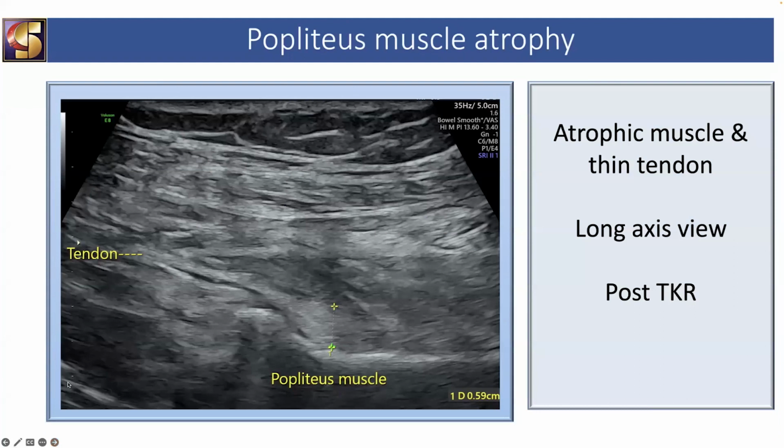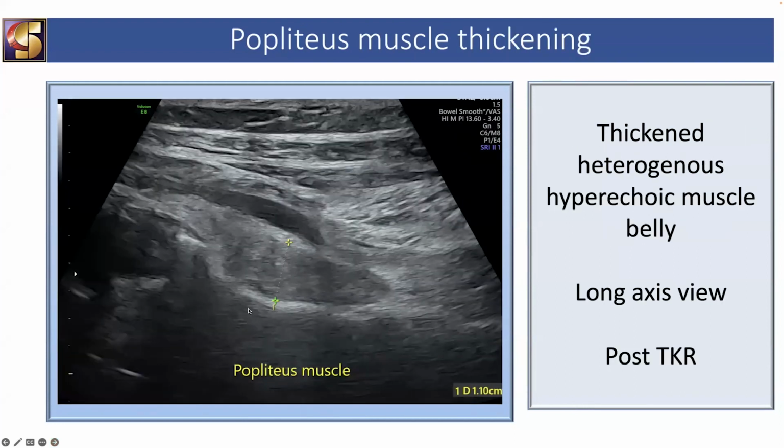So these are the few cases, because I was trying to evaluate the pain generator for these cases. When I saw this case, this was a case of post-operative post-TKR. Here the popliteal muscle was totally, uniformly hyperechoic, and a very thin tendon was seen. And in this case, I was not able to see the origin of the tendon.